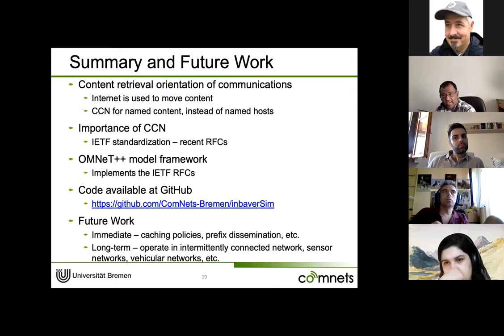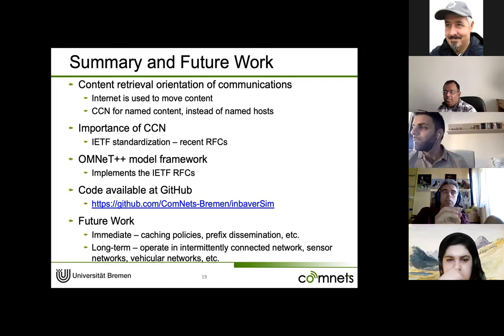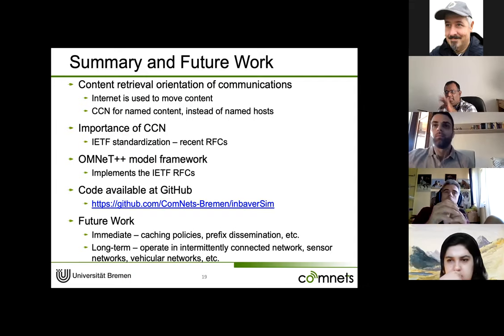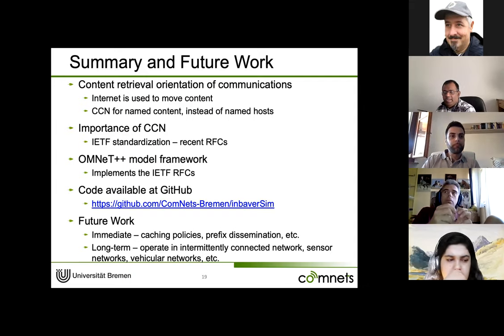Sensor networks are one area where CCN will be really good, because sensor networks are simply information networks. You need to pull information from sensors all over and send it. So this is an area that is really useful. Vehicular networks, I see a lot of research using CCN in vehicular networks. So this is also something that we want to look at. But these are for the long term. Generally, first we want to make sure that we have a solid implementation before we go into the major research.